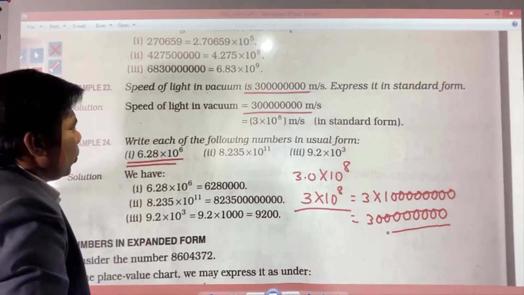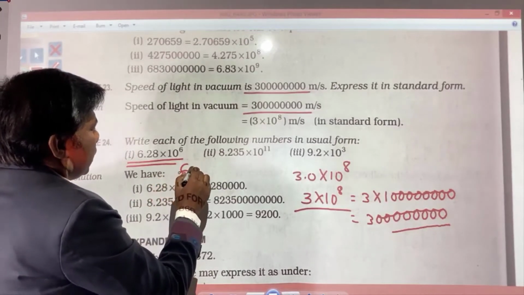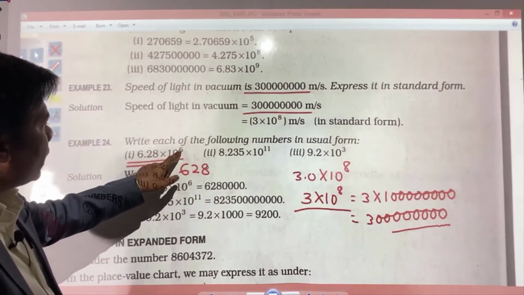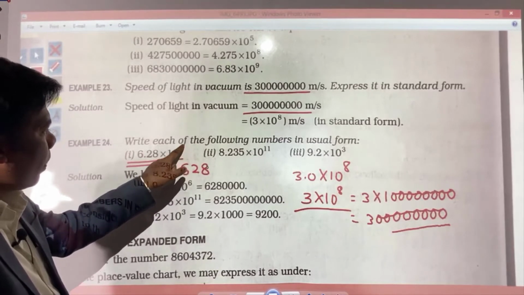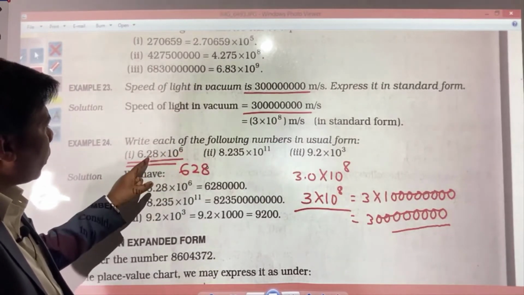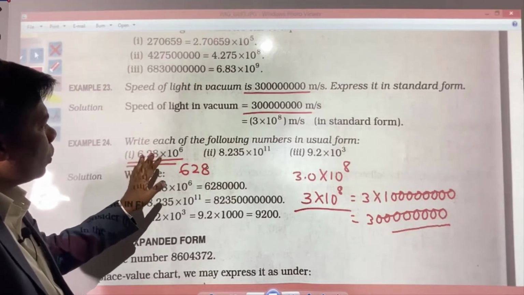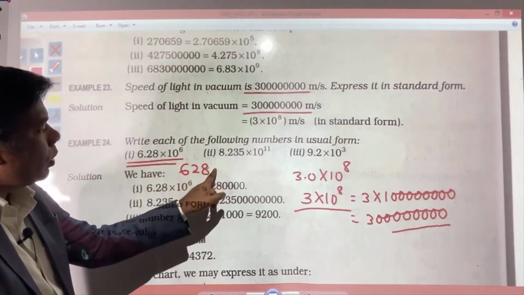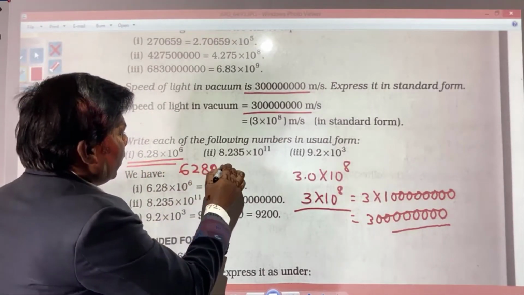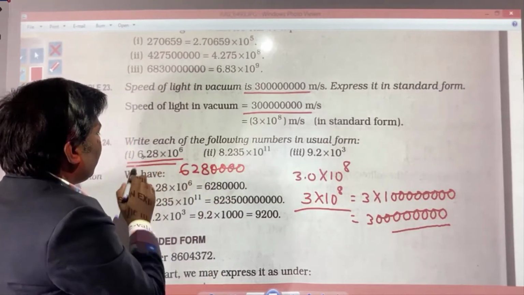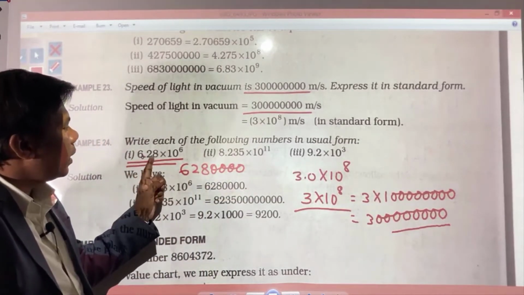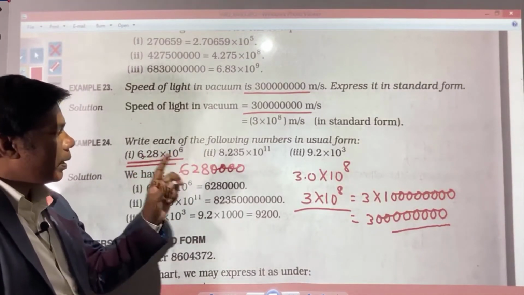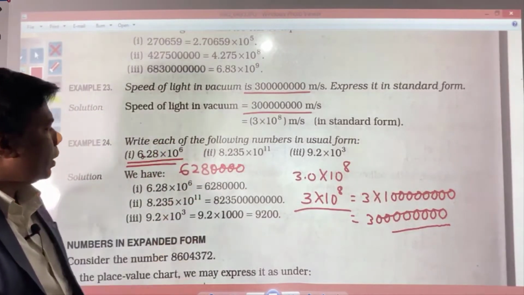Suppose you have 6.28 into 10 to the power 6. Here you need to have 6 zeros, but already 2 digits are there after the decimal. So altogether 6 it should be, and already after the decimal you have 2. So how many more zeros will be required? 4 zeros will be required: 1, 2, 3, 4. You need to count how many digits are there after the decimal, and that is required to be subtracted from this exponent. Means 2 digits you have, 6 minus 2 is equal to 4. So 4 zeros will be required to be written.